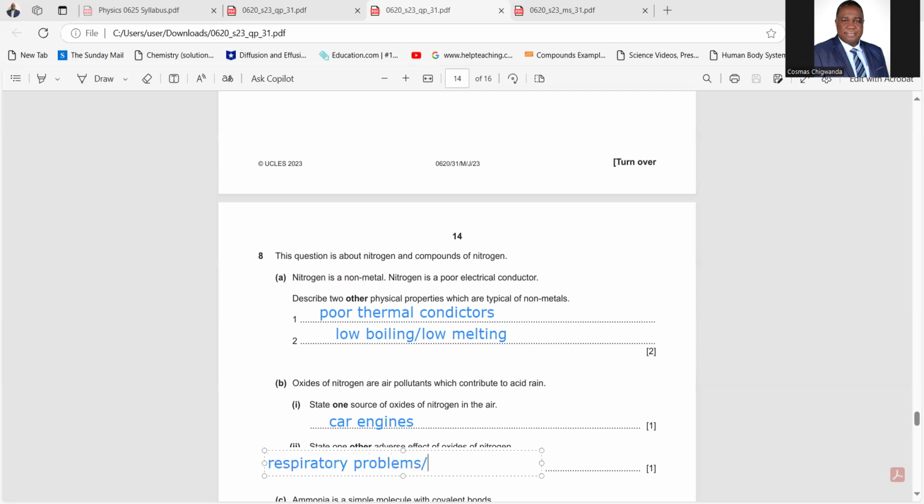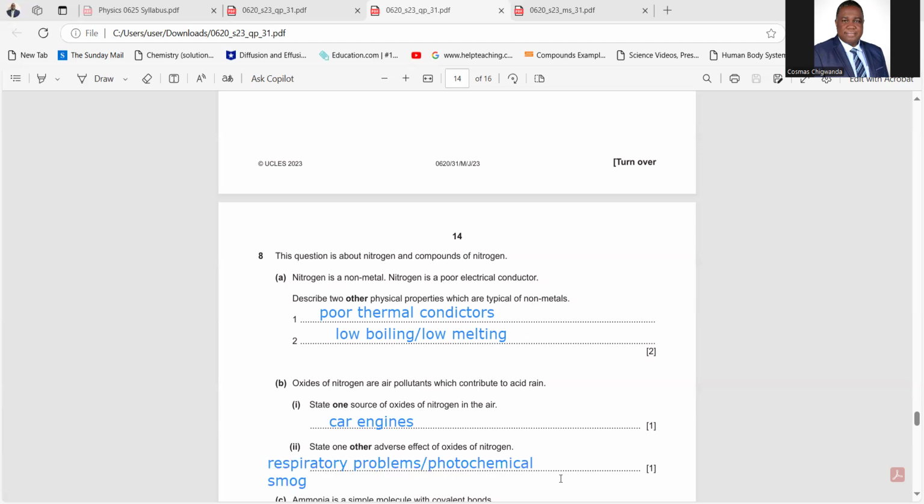In as far as the environment is concerned, they are responsible for what we call photochemical smog. They are responsible for causing that photochemical smog. That's what the oxides of nitrogen would do, in as far as environmental concerns are concerned here.